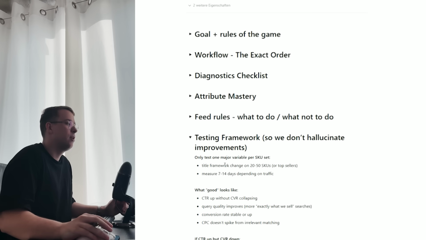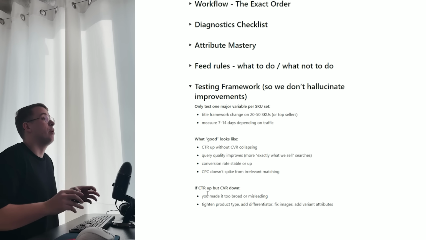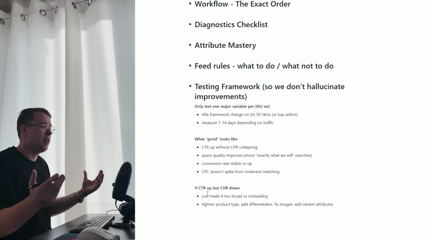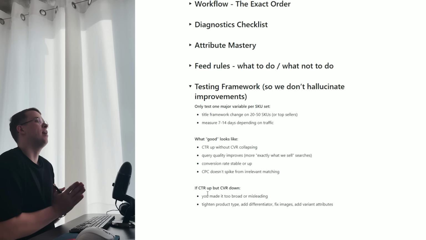Doesn't make sense. Also important, if click-through rate is up but conversion rate is down, you probably made it a bit too broad. That's also where the keyword stuffing comes into it, right? Where you have, great, you have all these high search volume keywords, right? Brilliant. Now you get a lot of clicks. They don't really make sense. You have poor quality of traffic, high bounce rate, which leads to higher CPC. You made it too broad, too misleading, and nobody buys.